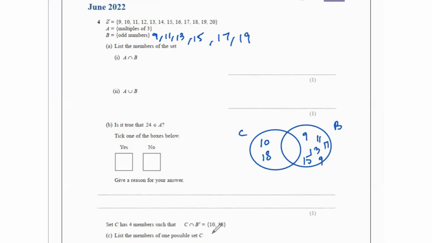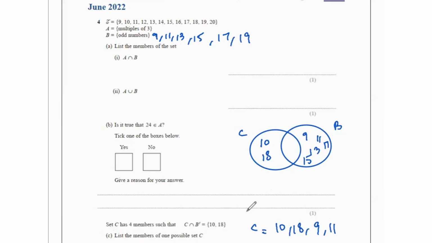So with B complement it's 10 and 18, and if it was intersecting with B, it can be any number out of these. It can be 9 and 11, it can be 9 and 17, 9 and 13, 9 and 15. Any of these can come over in this intersection. So that means C would be 10, 18, and then you can write any two out of these. Let's pick 9 and 11. So this is one possible set for C.